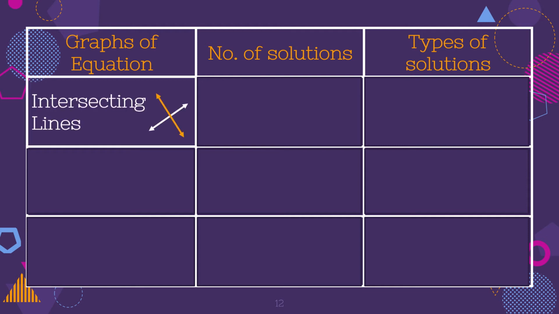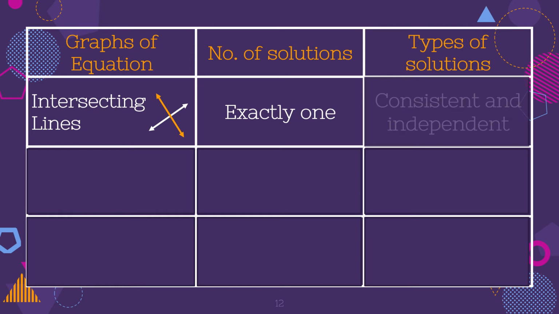First on our list is intersecting lines. If we graph the system of linear equation in an intersecting line, therefore, the number of solution is exactly 1 because the point of intersection in an intersecting line is only 1. And if we have an intersecting line, the type of solution is consistent and independent.